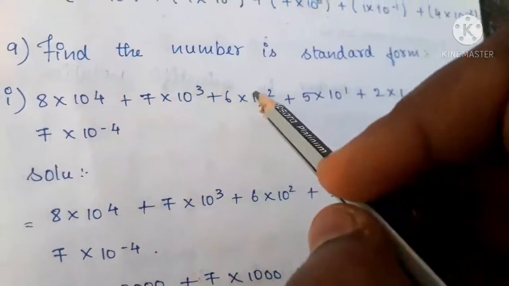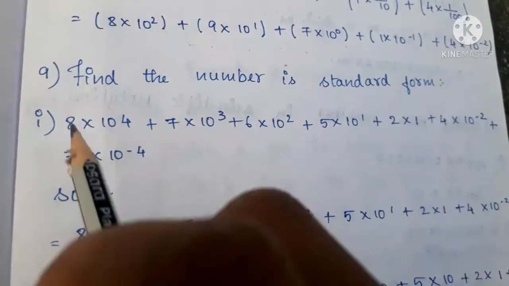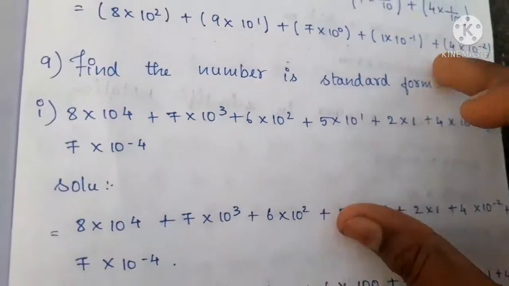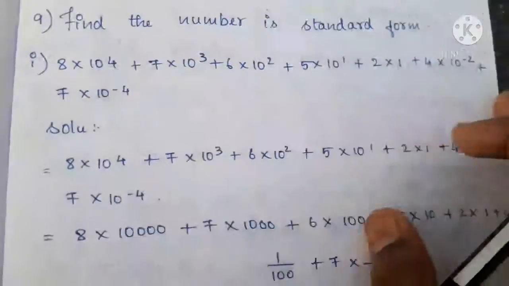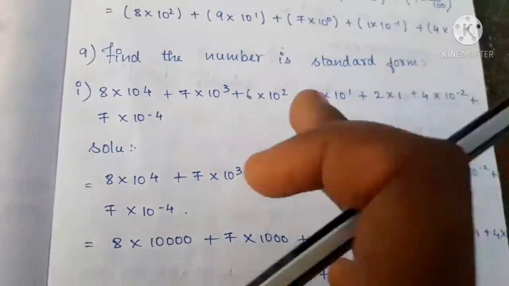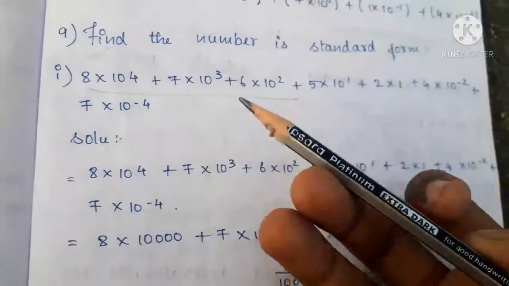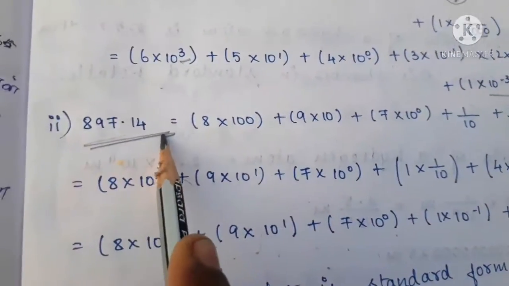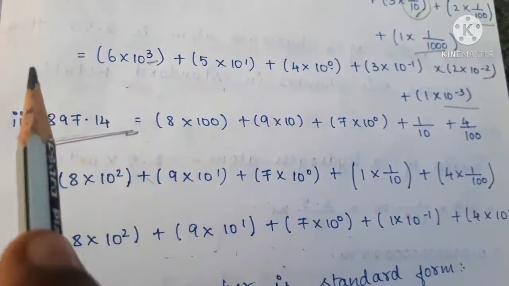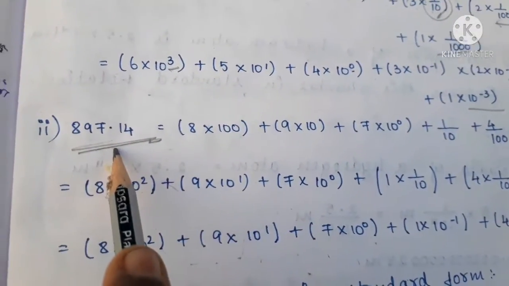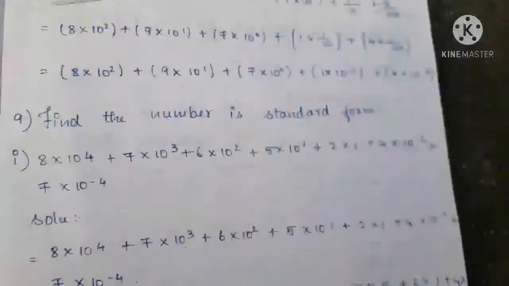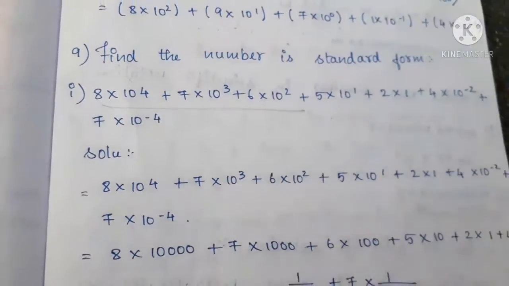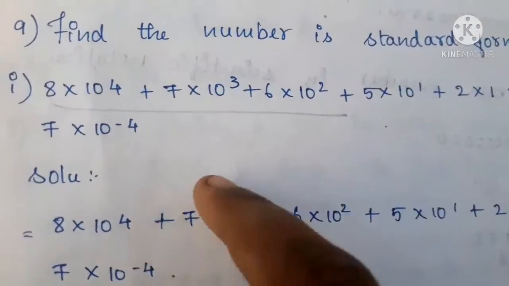Ninth one. Find the number in standard form. We have to find a number. We should convert this into a number in standard form. It is given in exponential form, and we should convert it into standard form. Standard form means this only. In the last question we converted standard form into exponential. Now we are going to convert exponential into standard form. So how to do that?